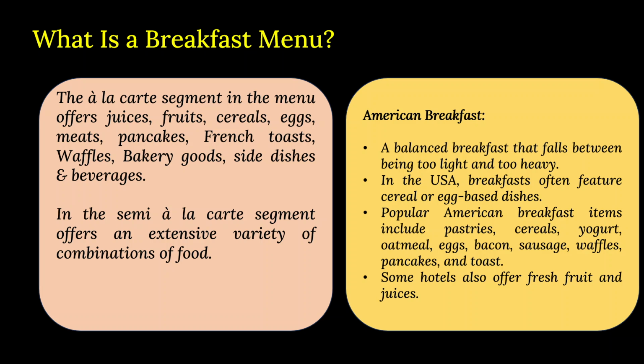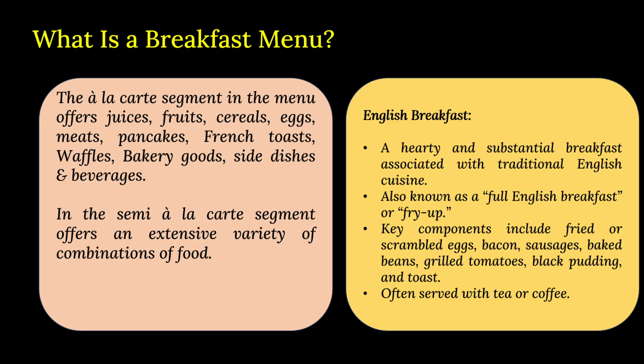Then we have another option that is known as American breakfast. American breakfast is a balanced breakfast that falls between being too light and too heavy. In the USA, breakfast often features cereal or egg-based dishes. Popular American breakfast items include pastries, cereals, yogurt, oatmeal, eggs, bacon, sausage, waffles, pancakes, and toast. Some hotels also offer fresh fruit and juices. That is all about the American breakfast concept.